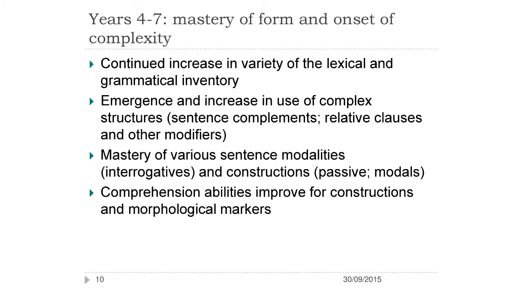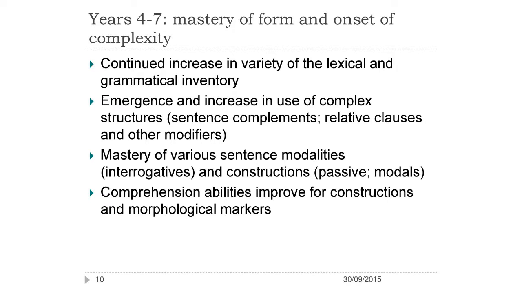We also know that children use their abilities to extract information from social interaction, and that this shapes a lot of what these early grammars look like. Through the 4th and 7th year, we see mastery of form and onset of complexity. They get more grammatical parts. Their use of complex structures keeps growing: sentence complements, relative clauses, and other modifiers. And they acquire a variety of constructions and sentence modalities, and their comprehension of grammatical markers improves.